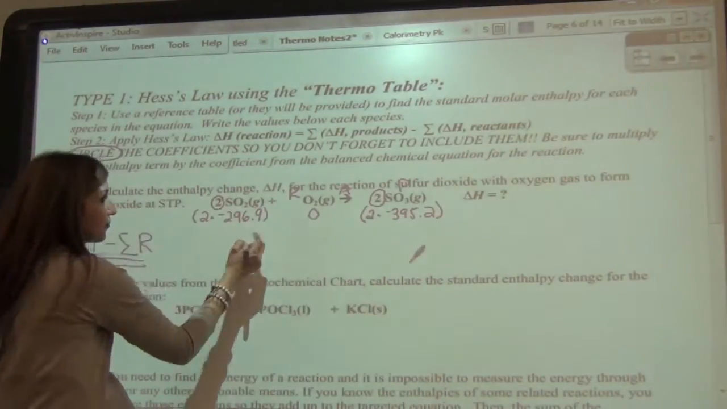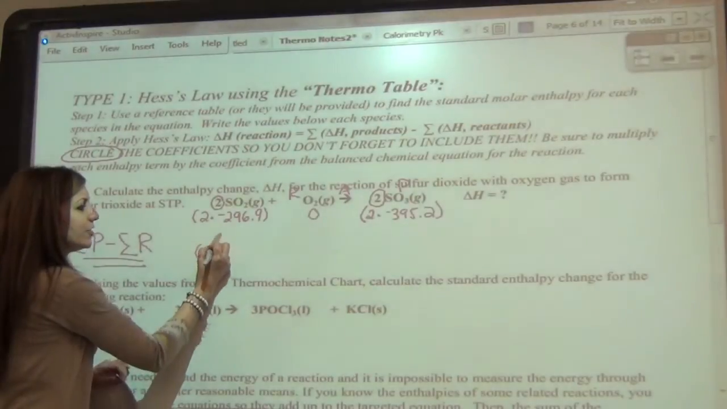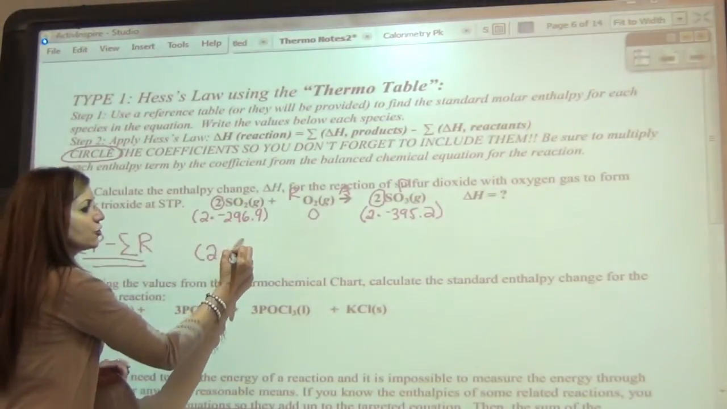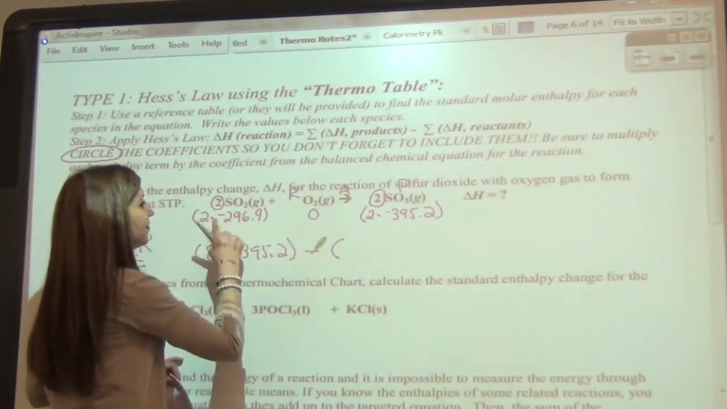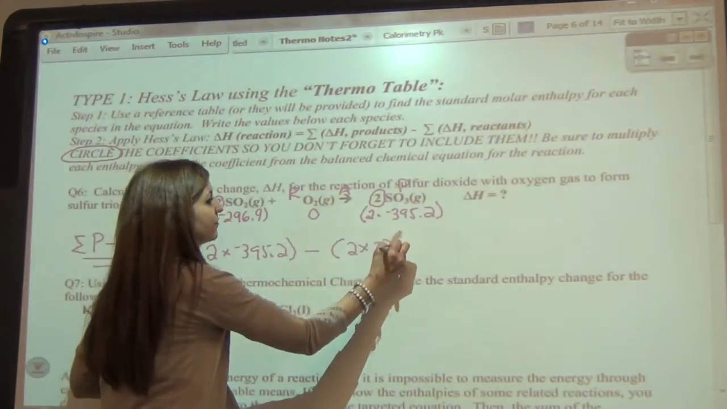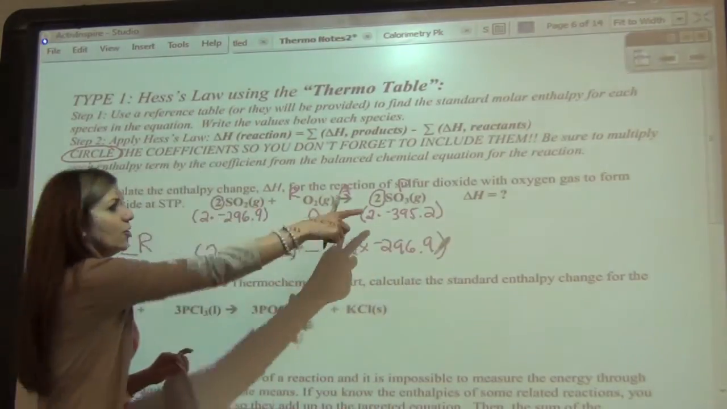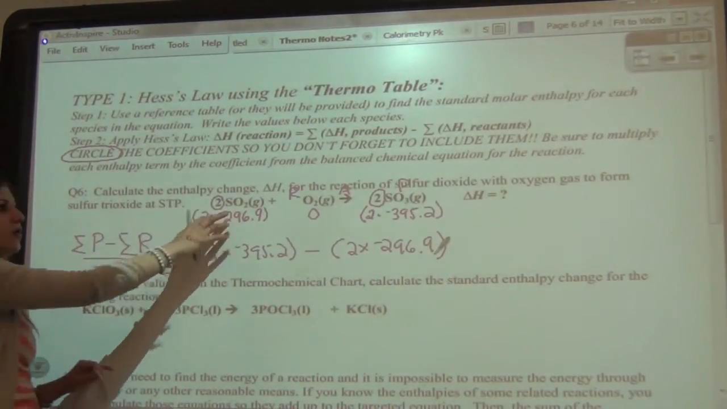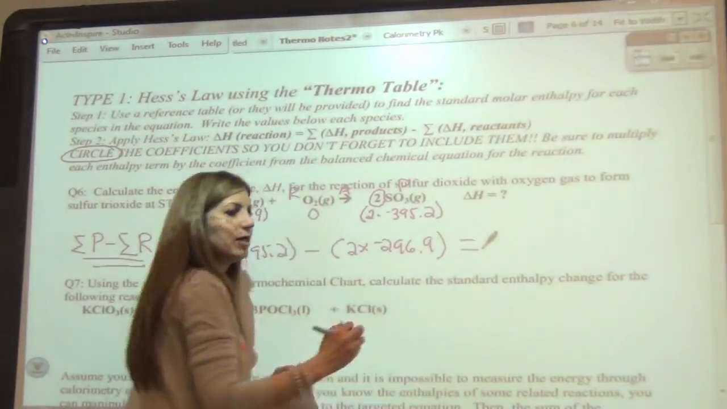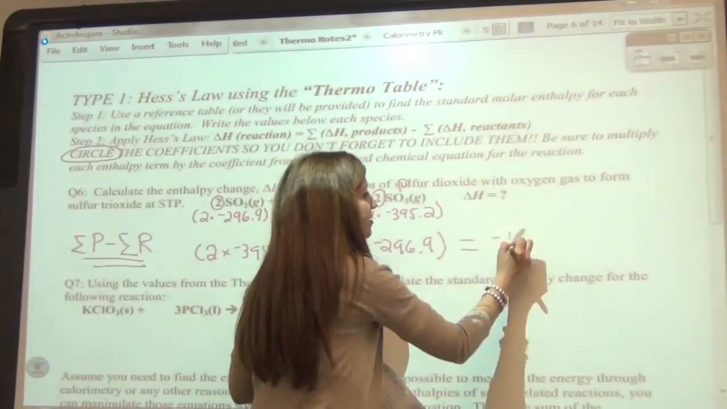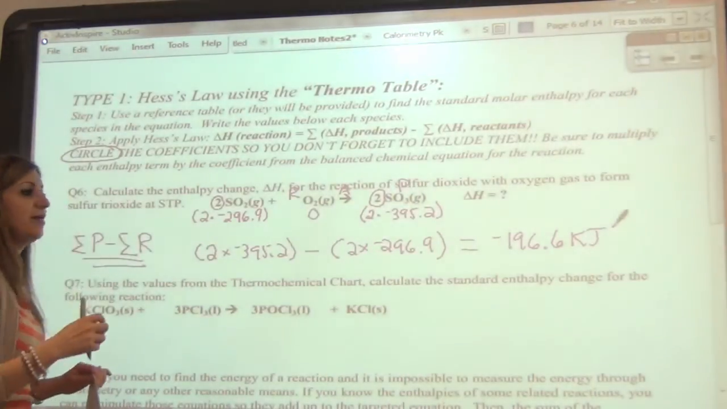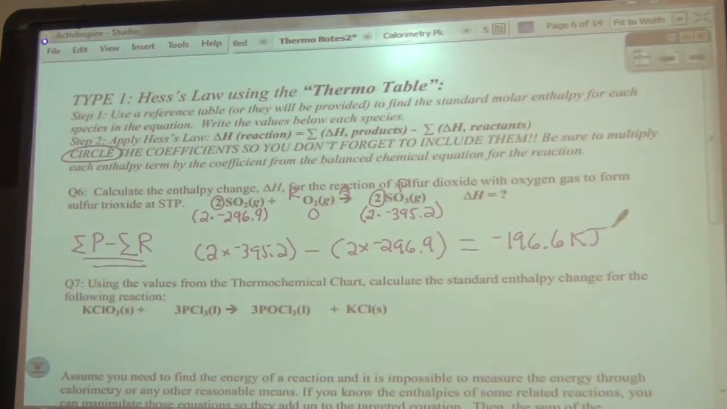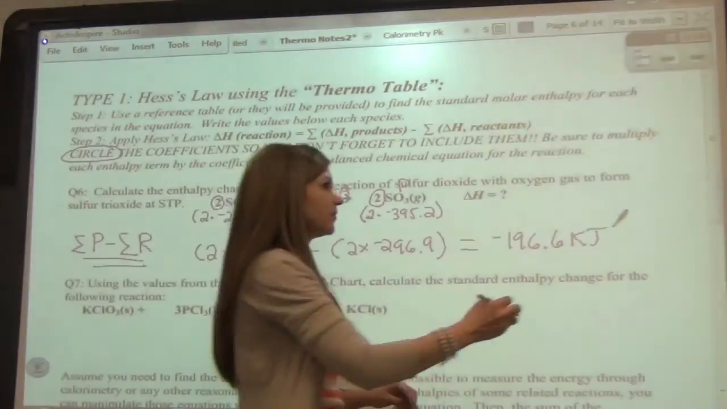Okay. So what you're doing, everyone try this. Okay, so what you're doing in your calculator, I would do parentheses 2 times negative 395.2 minus parentheses 2 times negative 296.9. Since that's the only product and that's the only reactant, we only have to subtract the 1. Okay, and it's negative 196.6 kilojoules will be the answer. Good? If you didn't get it, make sure that you talk to someone sitting around you too. Okay? All right, let's try the next one.